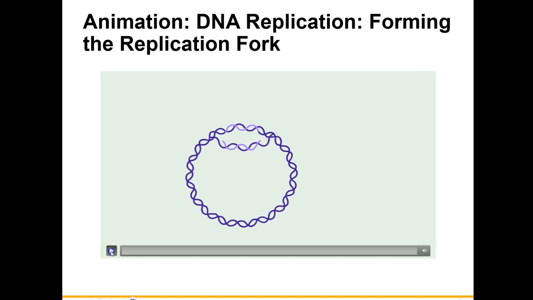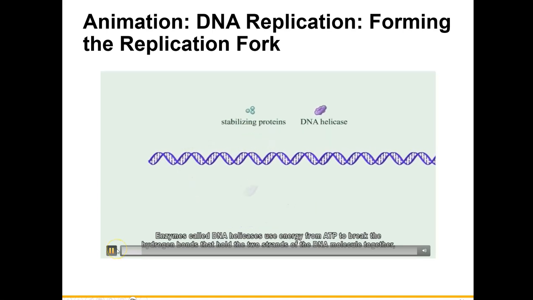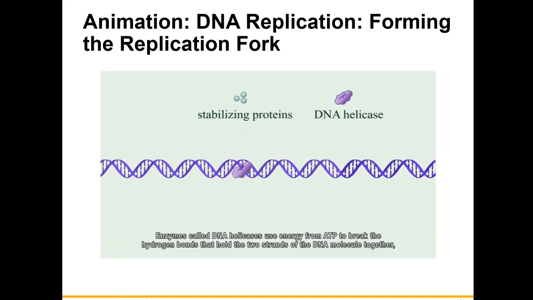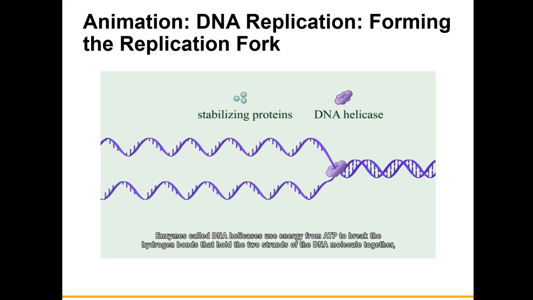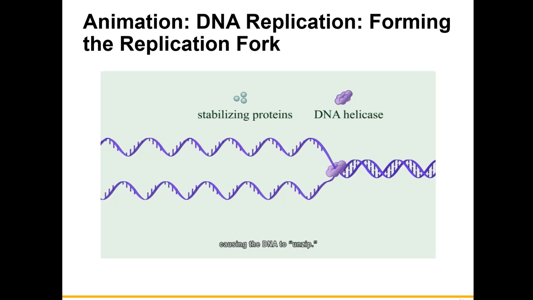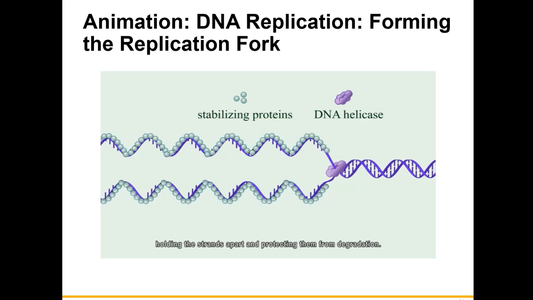the some more. Enzymes called DNA helicases So this is use showing the energy from stability ATP to proteins break the and the hydrogen DNA bonds that hold helicase. the two strands of the DNA molecule together, causing the DNA to unzip. The site where DNA helicase unzips the DNA is called the replication fork. As replication continues, these enzymes continue to break hydrogen bonds, and the replication fork moves ahead of the newly synthesized DNA. Stabilizing proteins bind to the single-stranded DNA, holding the strands apart and protecting them from degradation.